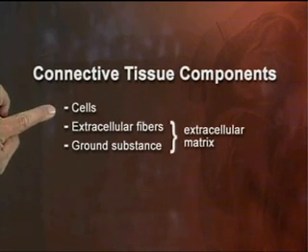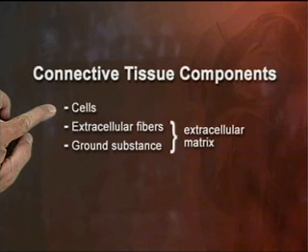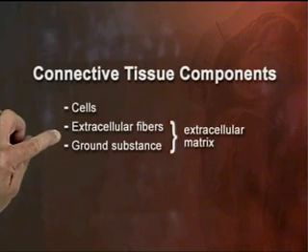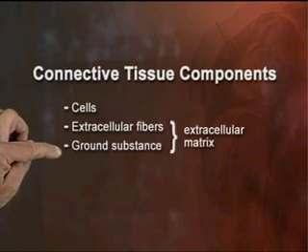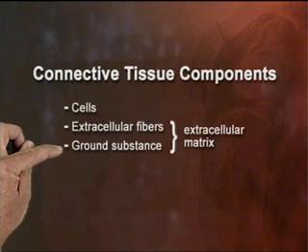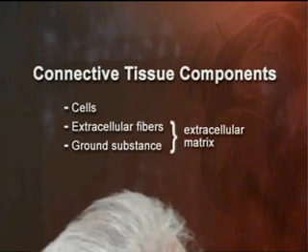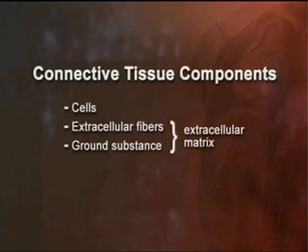We have cells. Actually, there are several different kinds of cells in connective tissues. We have extracellular fibers, and we have ground substance. Those last two things, which in most connective tissues, the fibers and the ground substance are manufactured by the cells, and those two things comprise what we call the extracellular matrix of that particular connective tissue. Now, the different connective tissues have different kinds of cells in them. They have different kinds of fibers in them, and the ground substance varies from one kind of connective tissue to another kind of connective tissue.